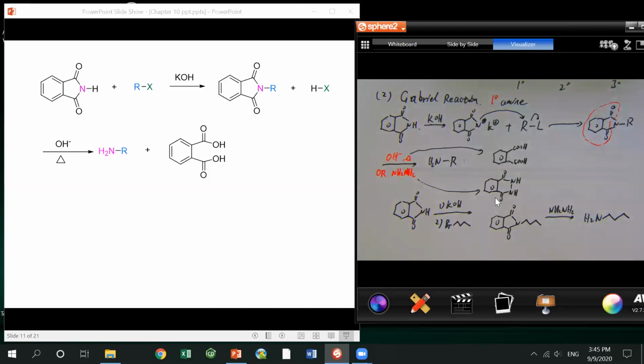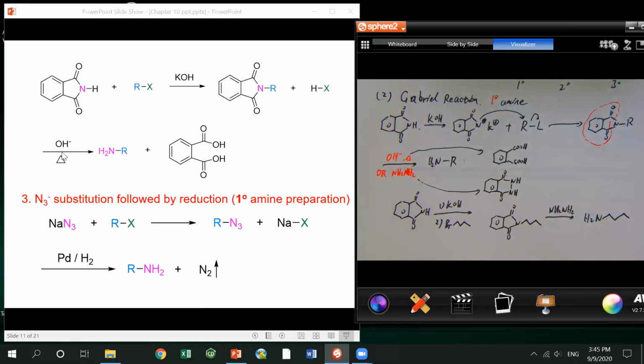So it's a pretty straightforward reaction. I did this reaction and it's pretty nice: high yield under mild conditions. So that's the first way to prepare a primary amine.